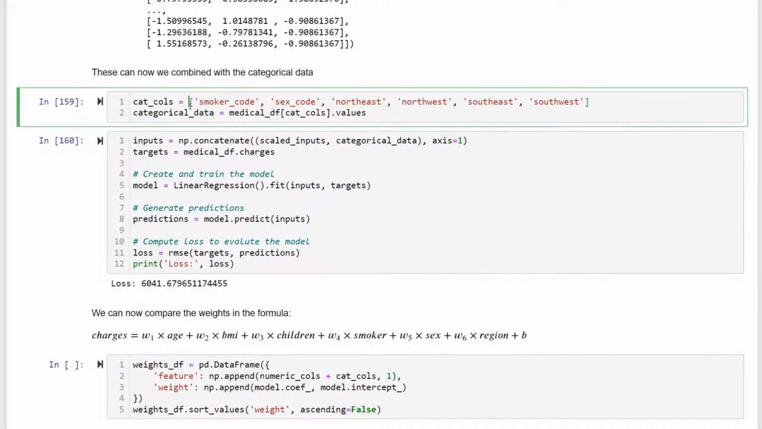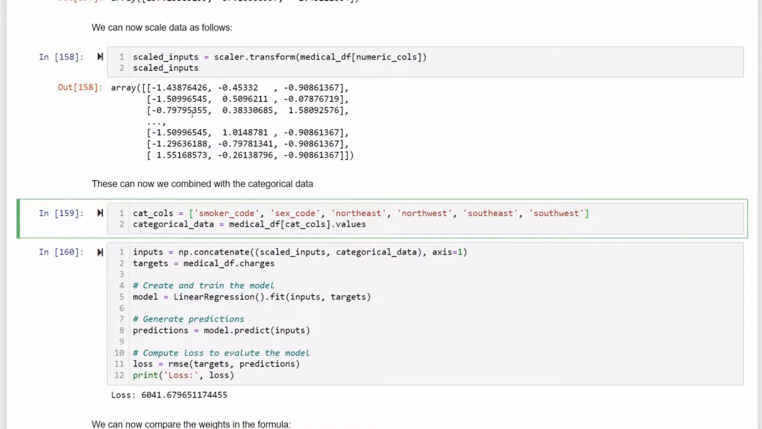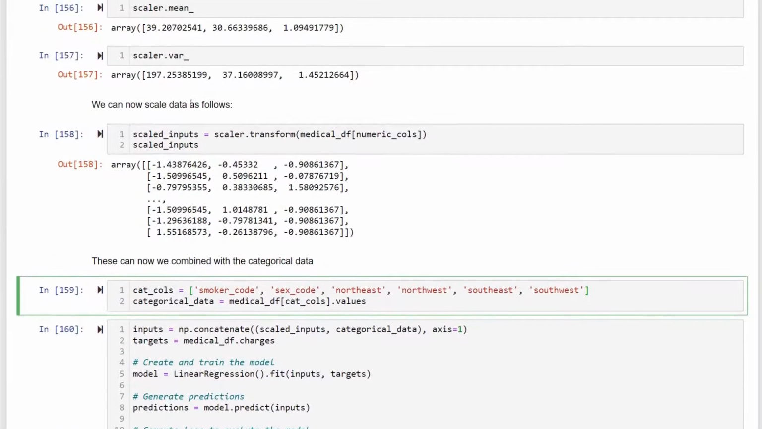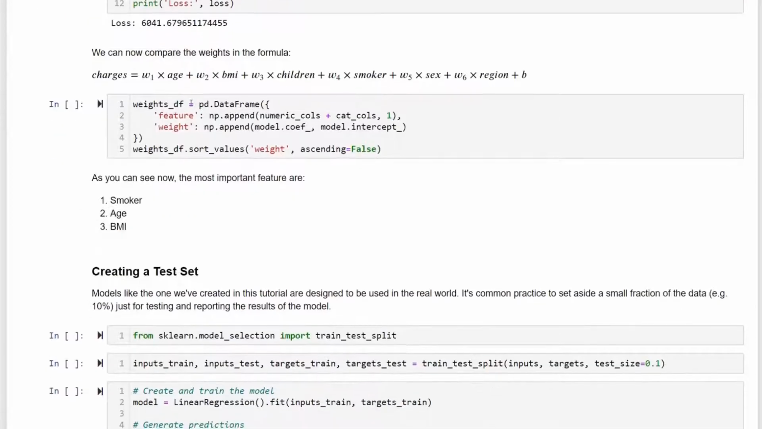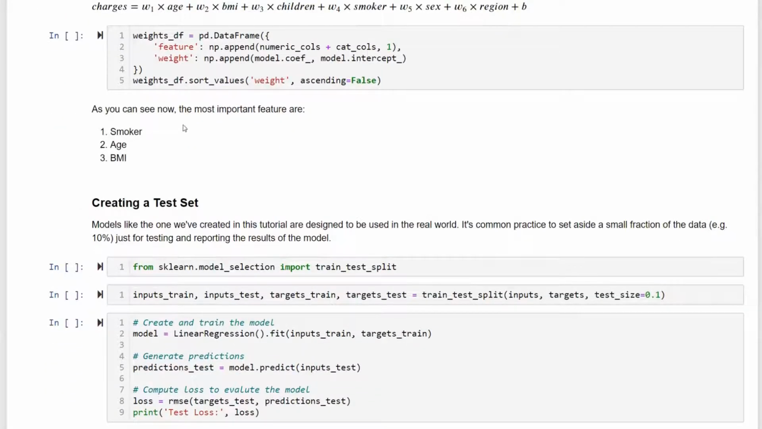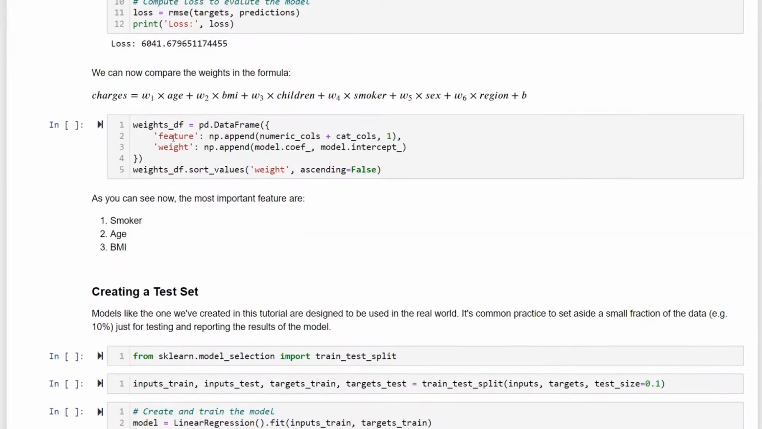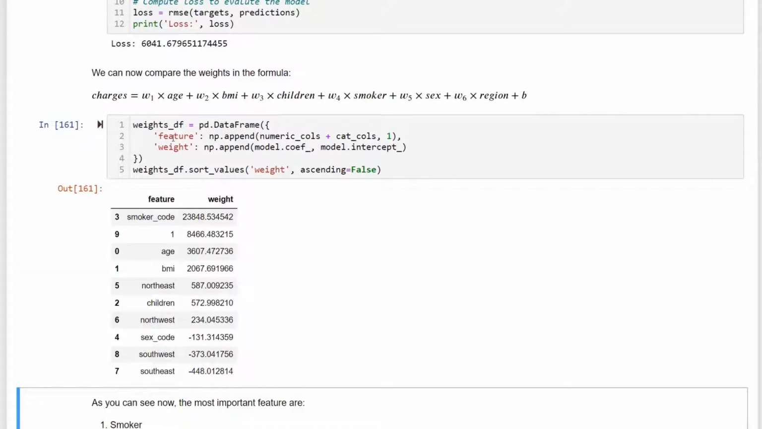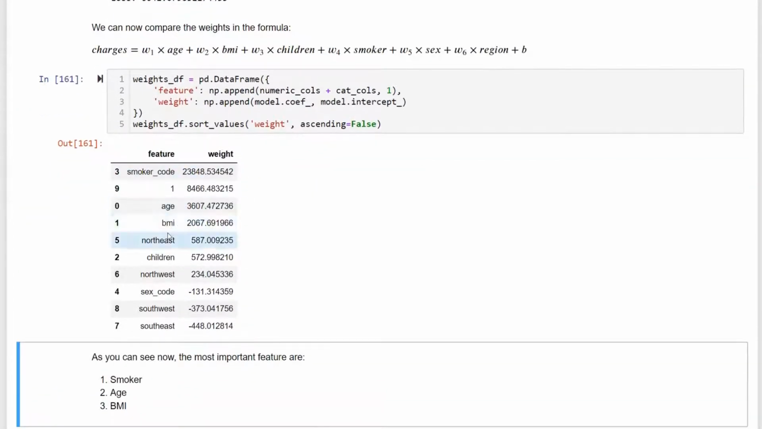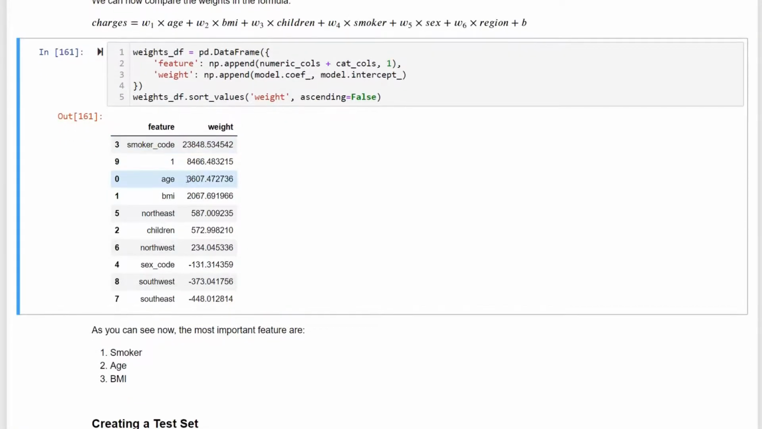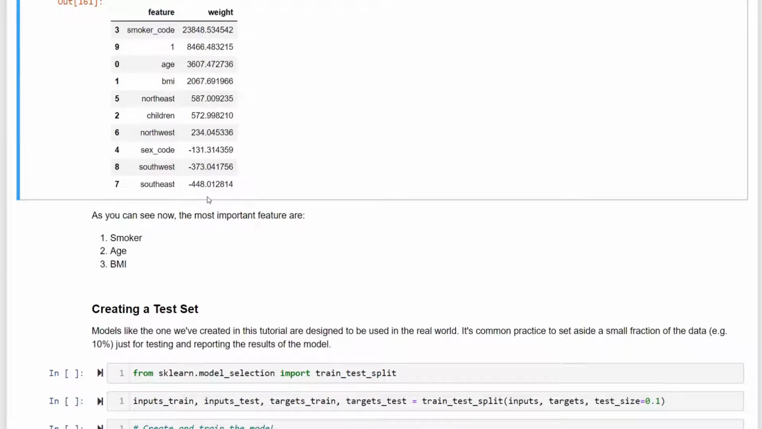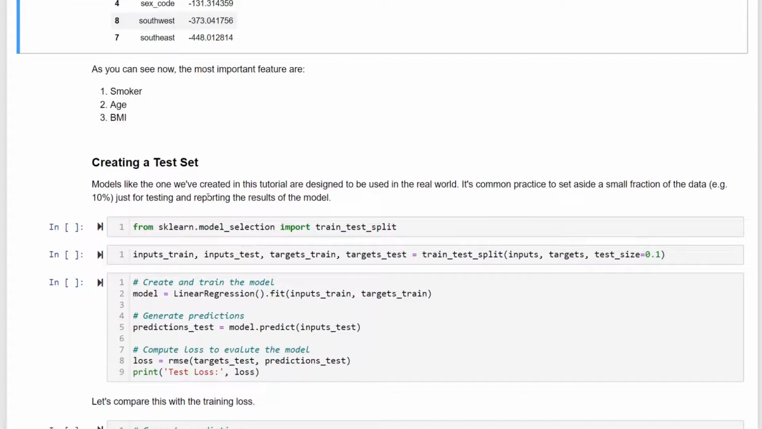So what I have done is standardize the inputs as well. We have scaled the inputs based on the weights and features. As you can see now, the most important features in this data set are age, smoker and BMI. The smoker coefficient is 23,000, age is 3607 and BMI is 2067. So these are the most important features in creating the model.